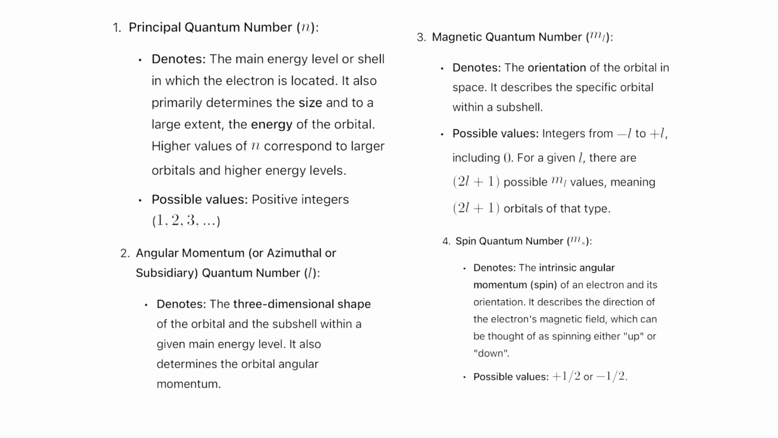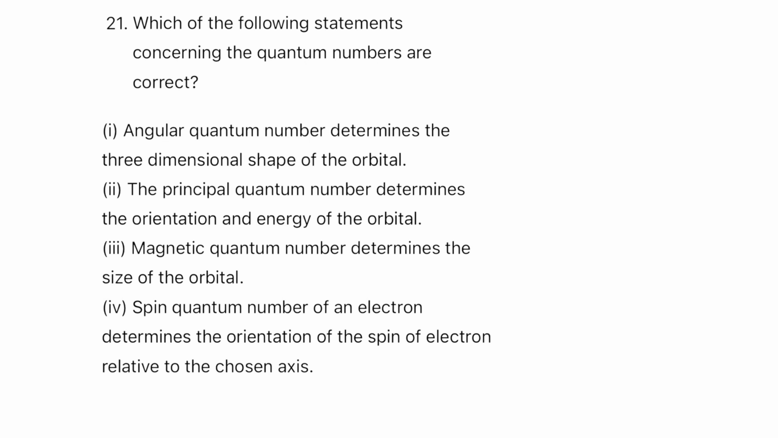Let us break down what each quantum number denotes and then evaluate the given statements. So what does the principal quantum number represent? It represents the size and energy of the orbital. Now the second one is what? Angular momentum L, right? It represents the three-dimensional shape of the orbital. And the magnetic quantum number represents the orientation of the orbital. And the spin quantum number represents the orientation of the spin. Right? Now check the question.